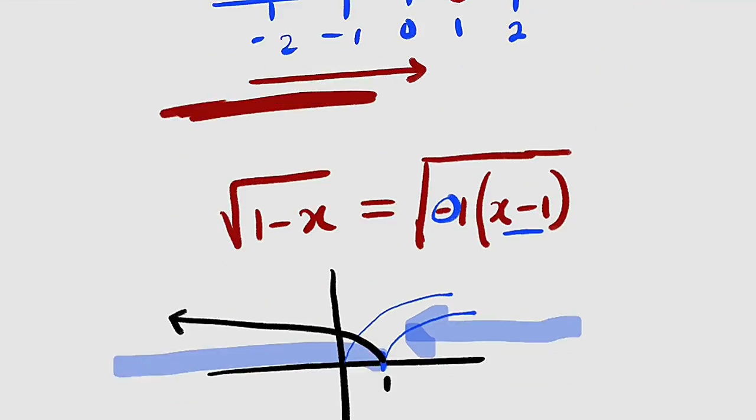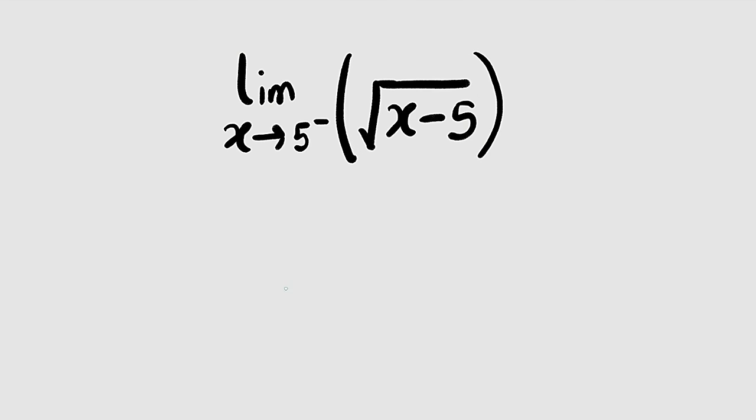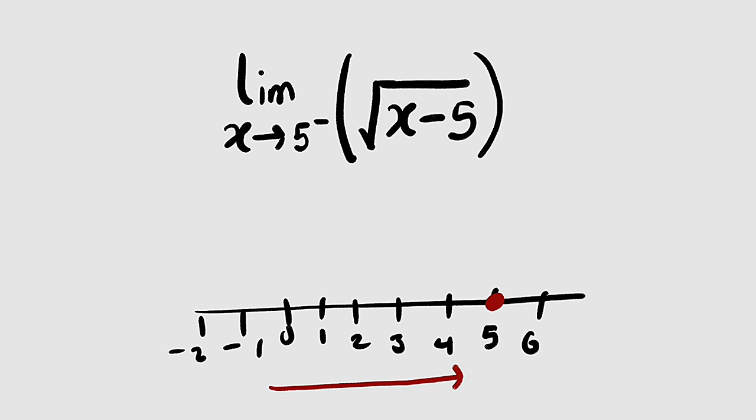So now let us take the last one. So here is our last problem. We would like to evaluate the limit of the function the square root of x minus 5 as x approaches 5 from the left hand side. This is what it means. Suppose we have a number line here. We have 0, 1, 2, 3, 4, 5, 6, -1, -2 in that order. So our number of interest is 5, but we are approaching this 5 from the left hand side. You can see all values to the left hand side are less than 5. Is that true? Let us find out.